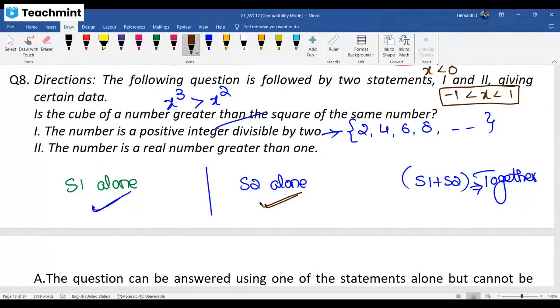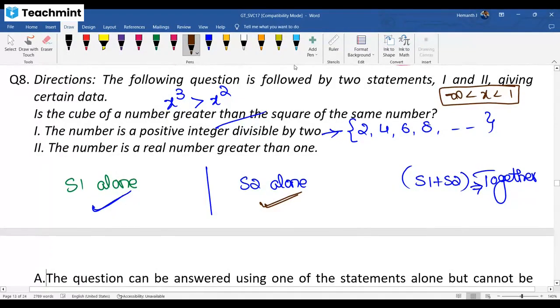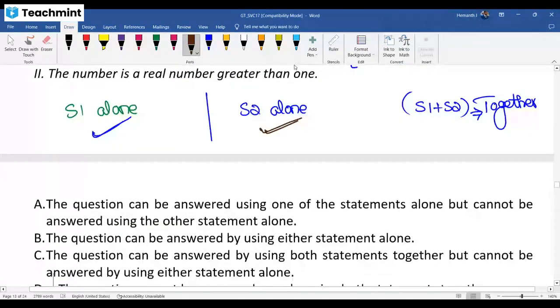First one avoided that. Second one also avoided that. Only this fails in this range, minus infinity up to 1 is the only problem. So these two are not from that. So 1 alone you can say, 2 alone you can say.